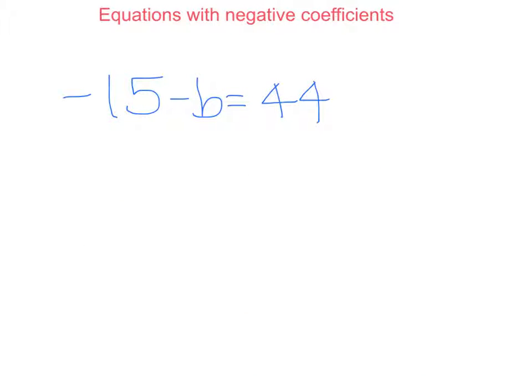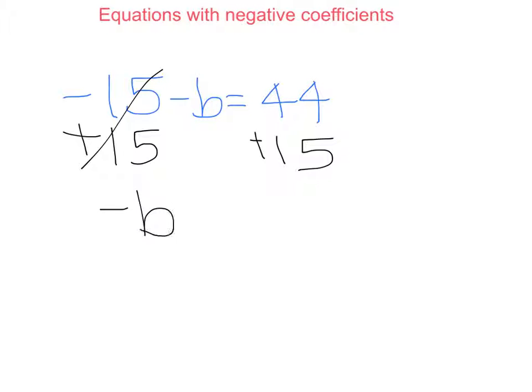We can also solve equations with negative coefficients. You want to remember that the sign is always in front of the number. So we have a negative 15 minus b equals 44. So the first thing you want to do is move this negative 15 by adding 15 to both sides. So we have negative b equals 59.